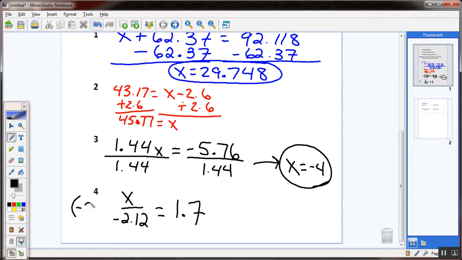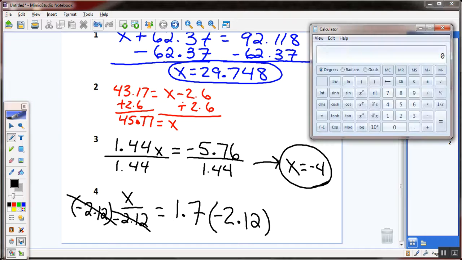Over here on the left, we'll multiply by negative 2.12. Jonah, what are these two values going to do to each other right here on the left? Cancel. They're going to cancel. So I'm going to multiply this by what value? Okay, and when I do this, I'll make sure that you guys agree. I'm going to go 1.7 times negative 2.12, and I end up with negative 3.604. How many agree with that?